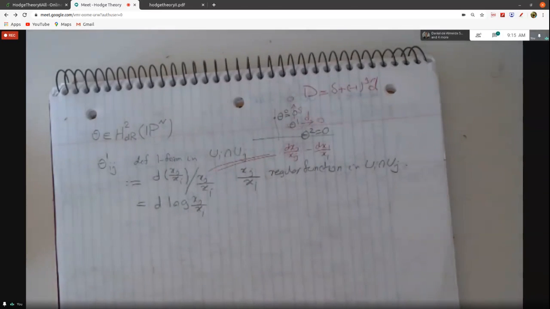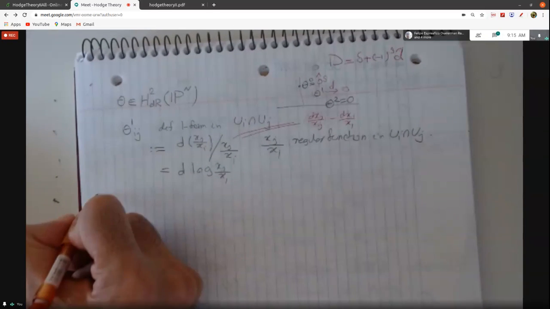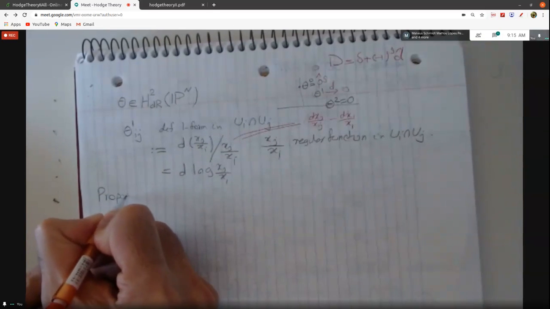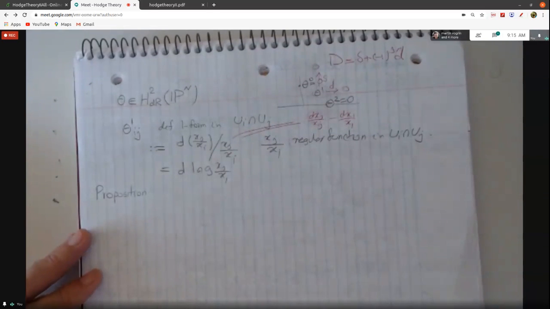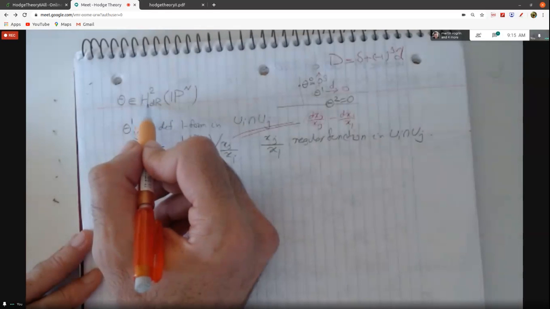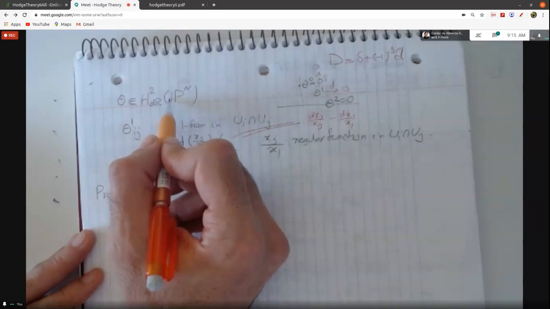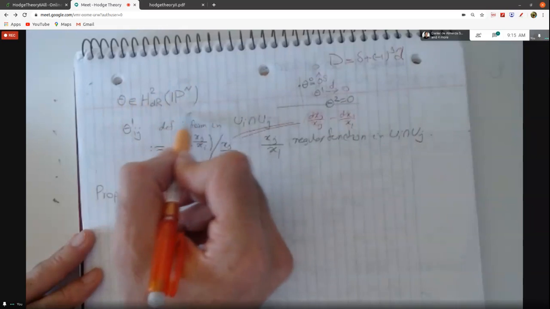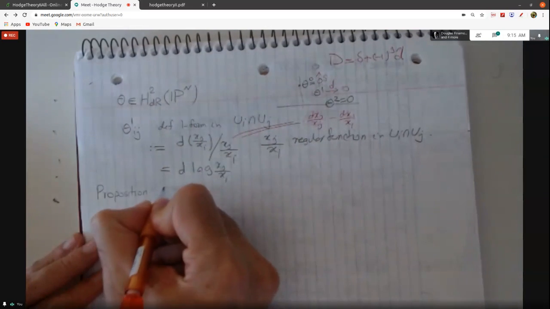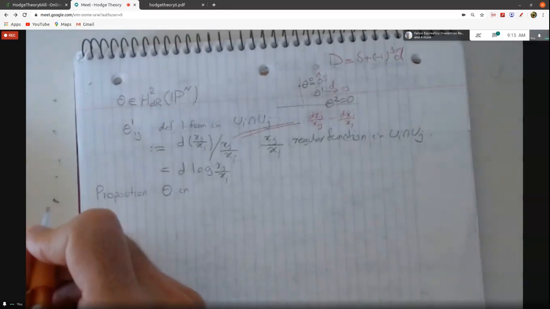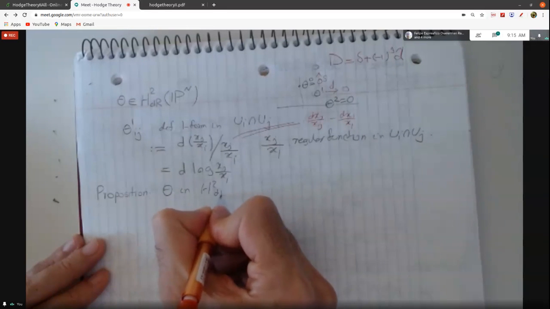Anyway, we get an element in the de Rham cohomology, and maybe this definition actually comes from this proposition: the desire to translate the classical generator of H2 of Pn to algebraic de Rham cohomology has produced this element. Anyway, theta in, let's say, H2 de Rham.